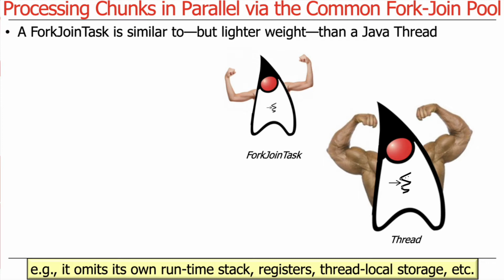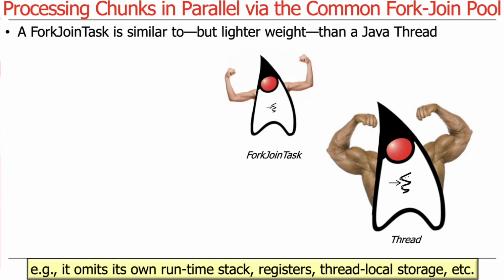In traditional Java, the Java that we know and love, there's one kind of thread called a Java thread, which has certain properties. It has its own runtime stack, its own registers, its own thread local storage, et cetera. That's what a traditional Java thread looks like, and it's pretty big and beefy and strong.